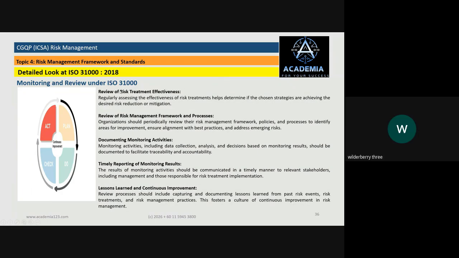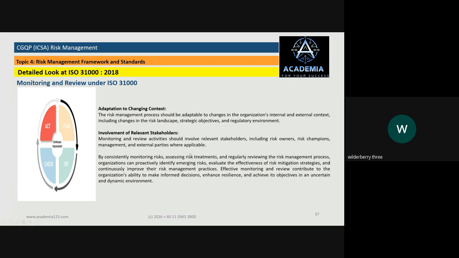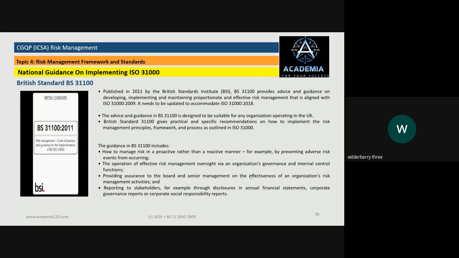You review the effectiveness of the treatment. You review here the risk management framework. You document the monitoring, timely reporting, very important. Don't miss any deadlines. And lessons learned, very important. Here you have the highlights. Okay, adaptation, clear, to the changing context. If the environment is changing, you should also change your system, and you should always involve the relevant stakeholders. Also quite clear.